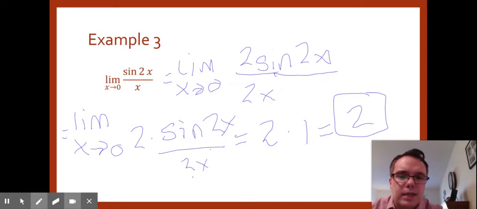So again, it doesn't matter what we're taking the sine of, as long as the denominator matches when we're taking the limit as x goes to 0, then it'll reduce down to 1.